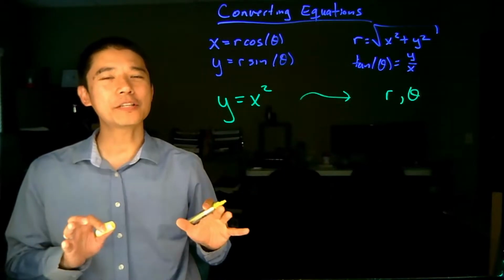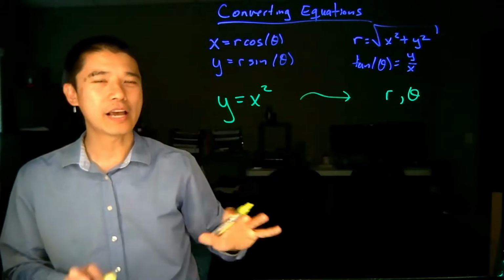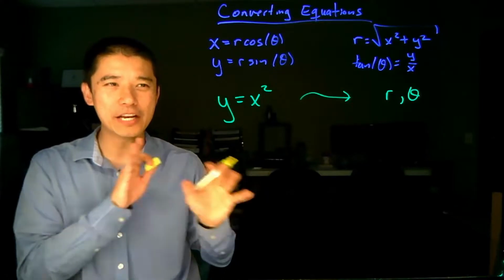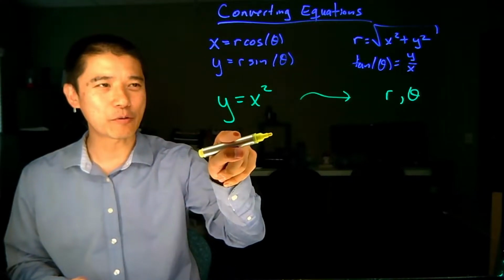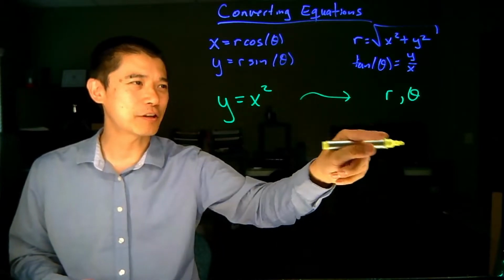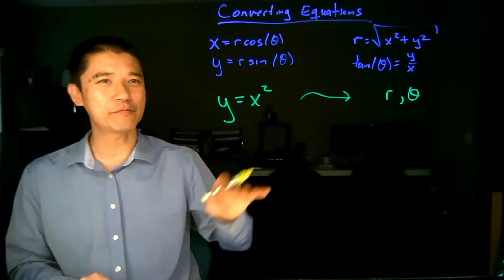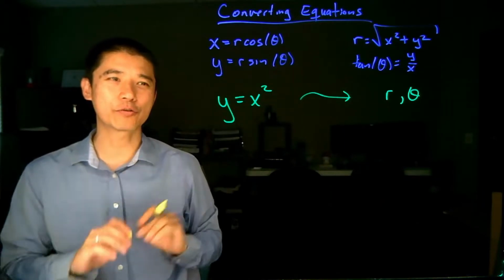But the general process is basically just algebra. Here we have some substitutions that we can make, and our goal is to make the substitutions so that we end up with the appropriate variables. So if we start with something in x's and y's, our goal is to end up with r's and thetas. If we start with something in r's and thetas, we're trying to get to x's and y's. And everything will be a matter of making the right substitutions and doing the correct algebra.